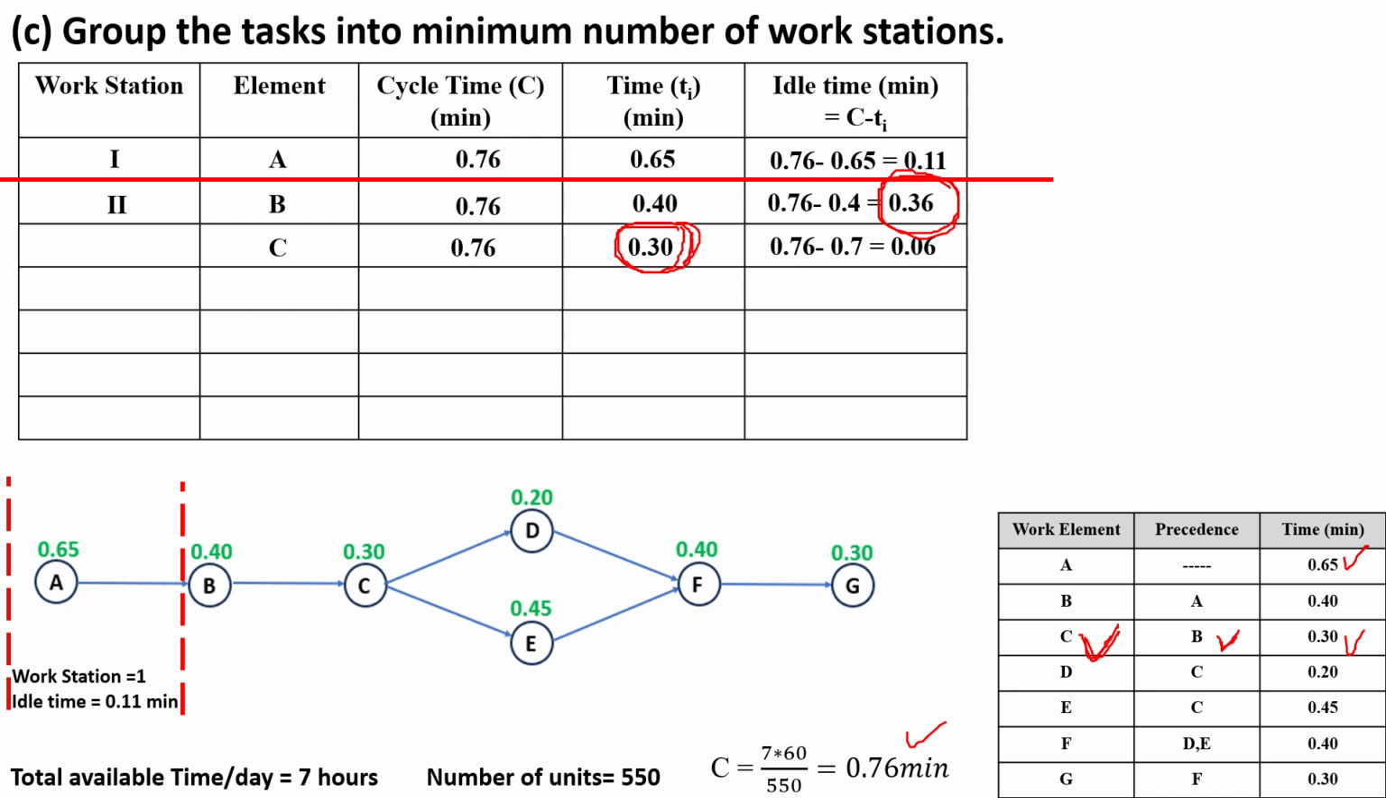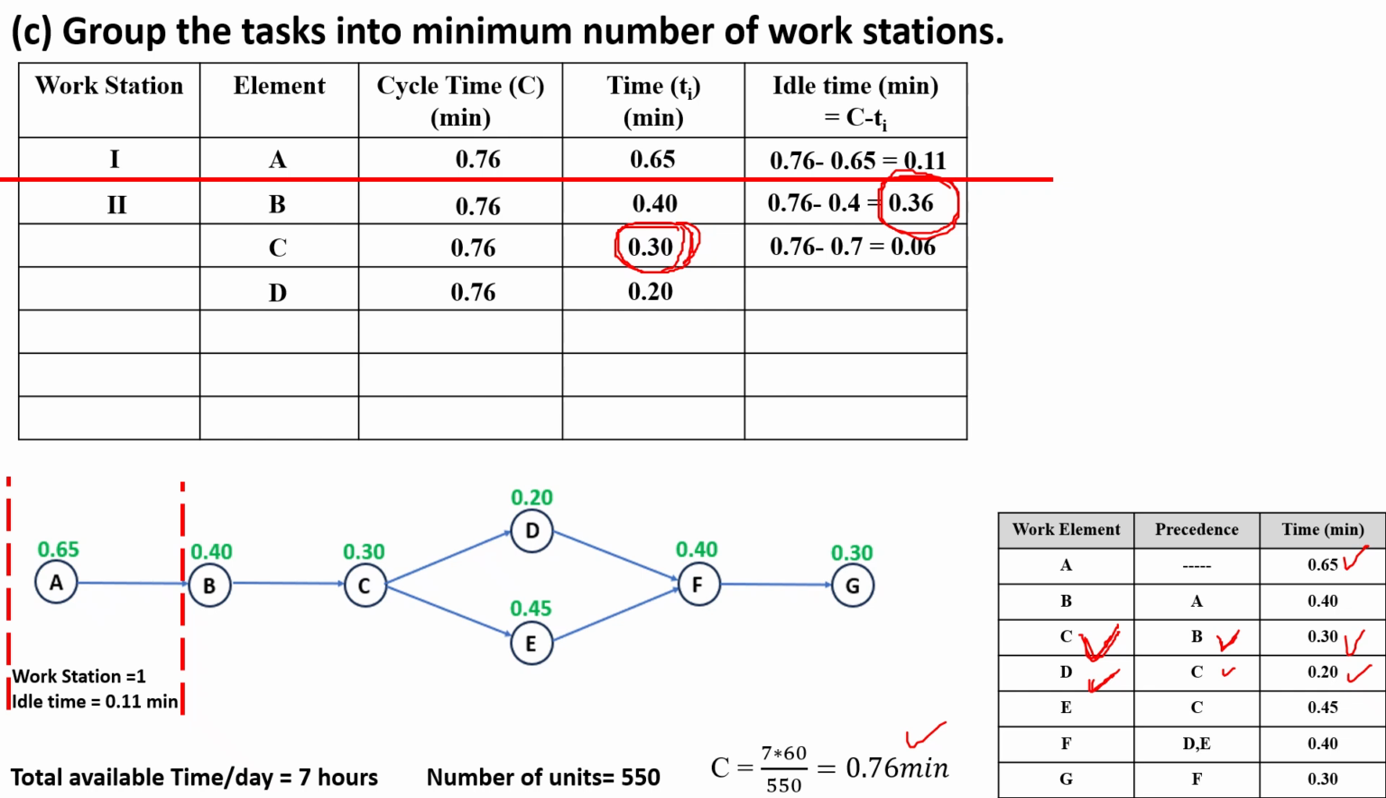So next we have to move to the next element. Work element is D. It will start after completion of the C only. Then we have to start with the element D. Cycle time is the same, 0.76, and task time or processing time is 0.2 minutes for the work element D.